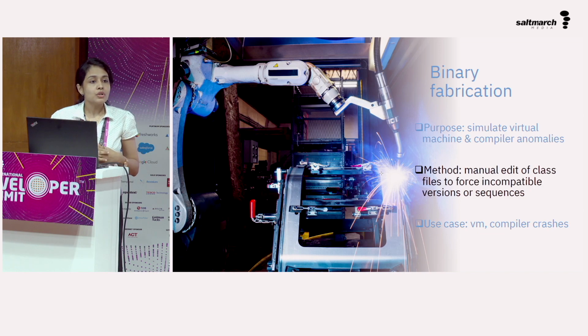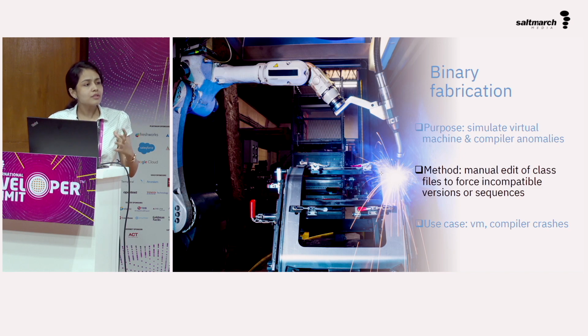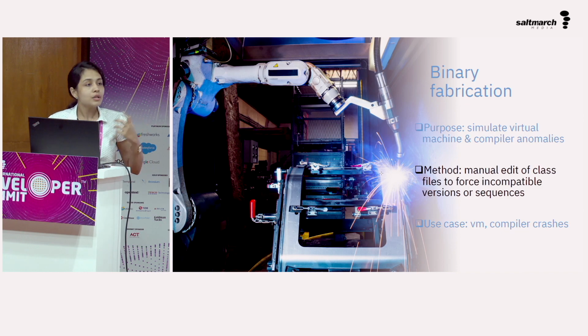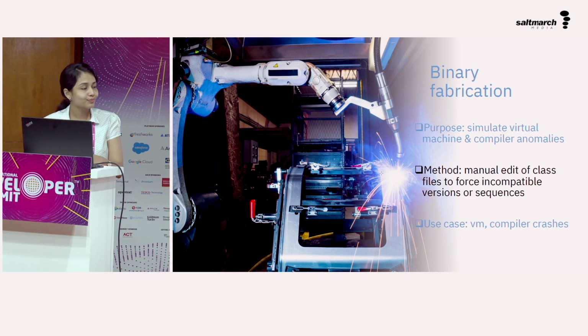It's an anomaly. So in this case, we go into the binary and change it manually in order to recreate the issue and to see what went wrong. A very simple example: if your old version is not running, you take the new version, go in, and make a small version change. So binary fabrication is a change or a tweak produced in the binary to recreate the issue.